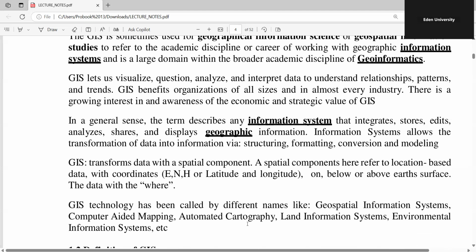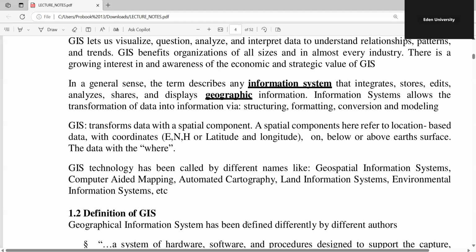Okay, so information systems allow transformation of data into information via structuring, formatting, conversion, and modeling. GIS transforms data with a spatial component. A spatial component here refers to location-based data with coordinates, which is eastings and northings, or latitude and longitude, on, below or above its surface. The data with where.